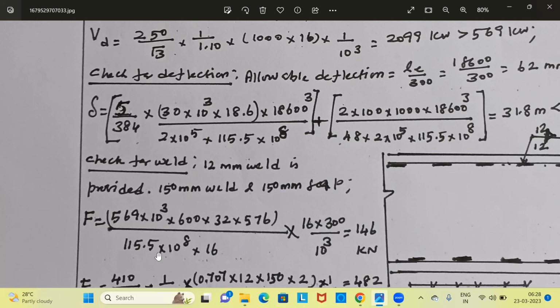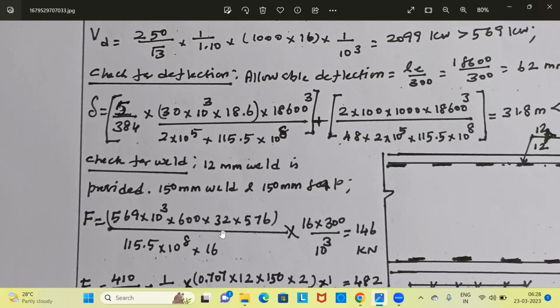I is 115.5 into 10 power 8. B, the breadth of the web, is 16. This is the stress. And what is the area? The influence area is the thickness of the web, 16 mm, into the length of the web, the 300 mm influence length.